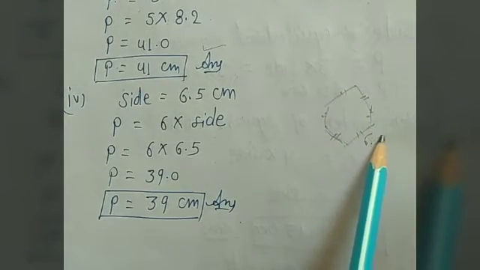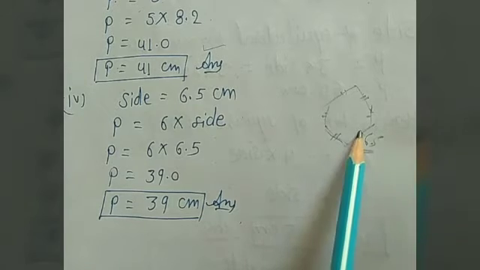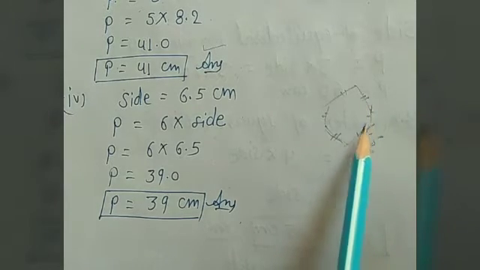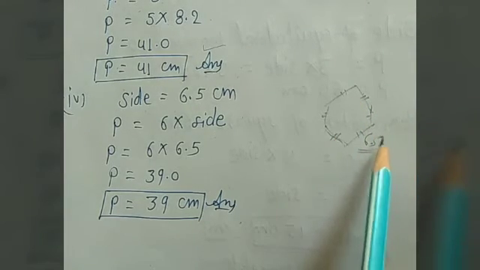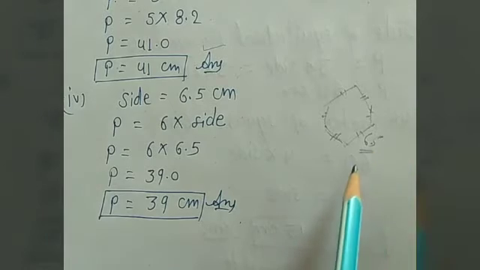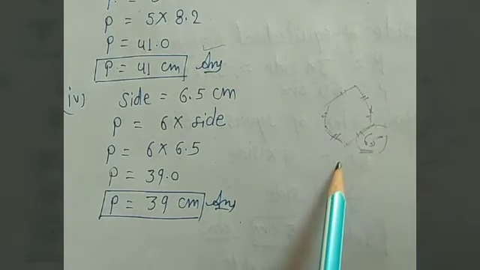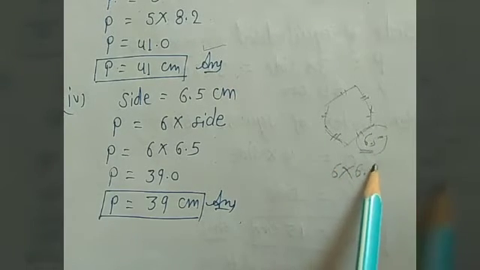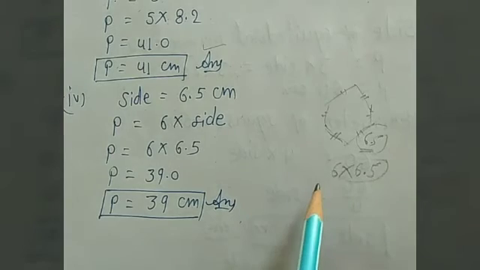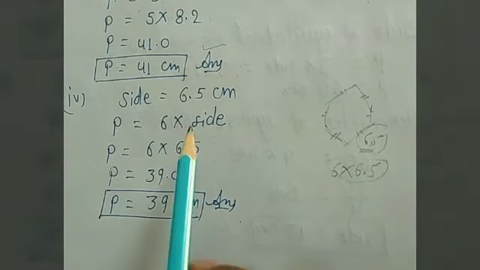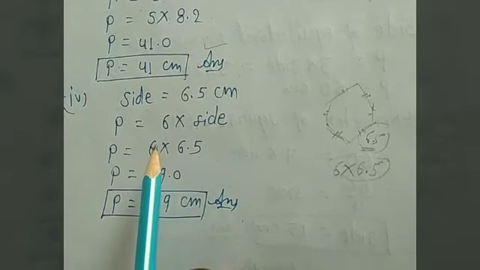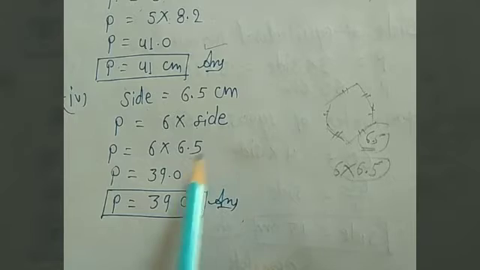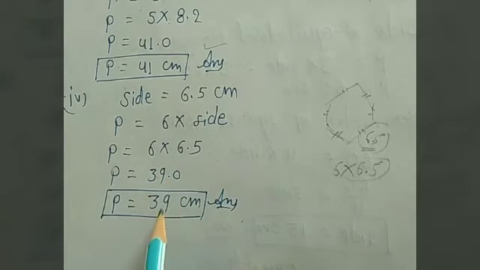One side is 6.5 centimeter and perimeter will be this plus this plus this, and all these sides are equal. So 6.5 will be added 6 times. In place of addition 6 times, simply multiply by 6. So this will be 6 into side, then perimeter will be 6 into 6.5. This will be 39.0, means 39 centimeter. This is the question number 15.